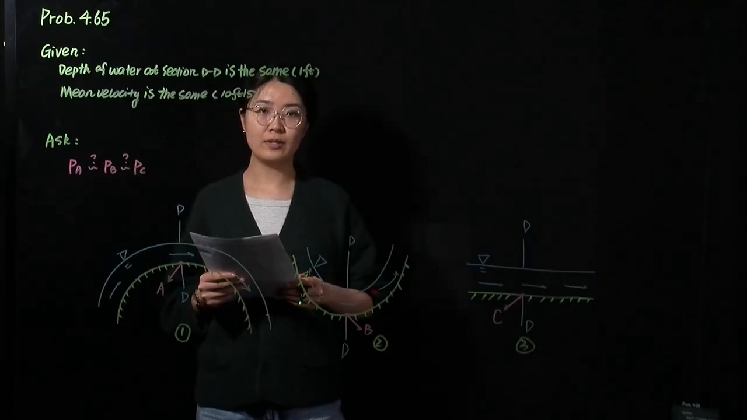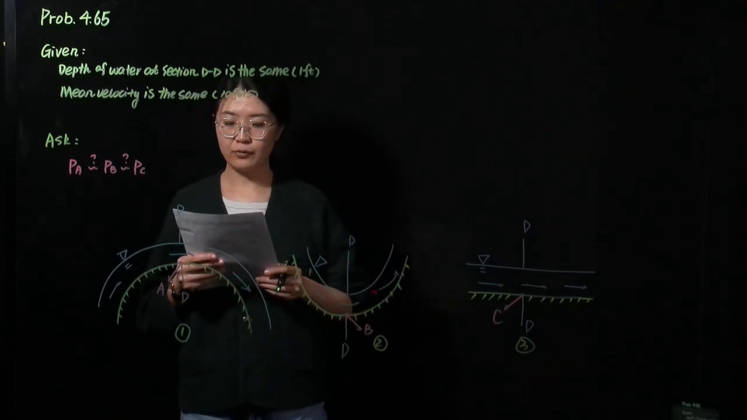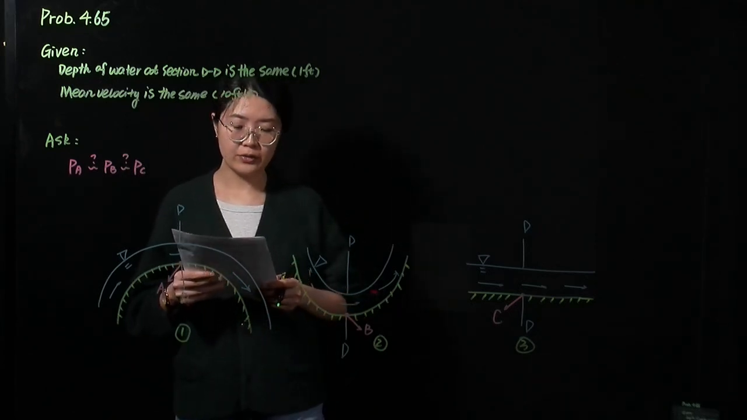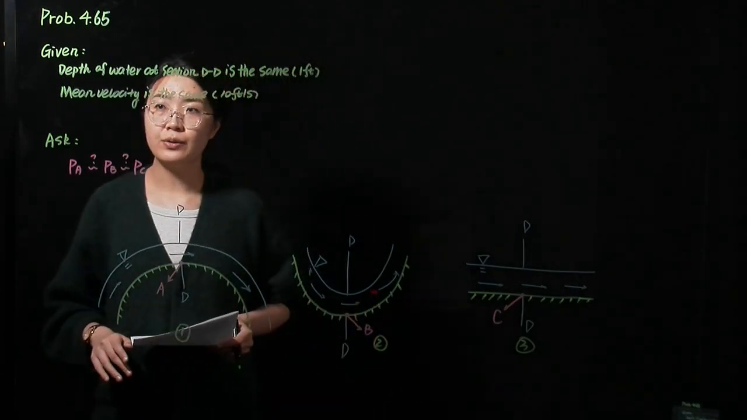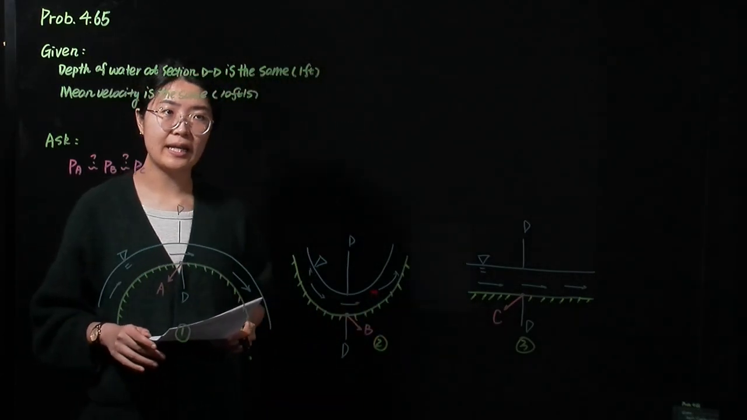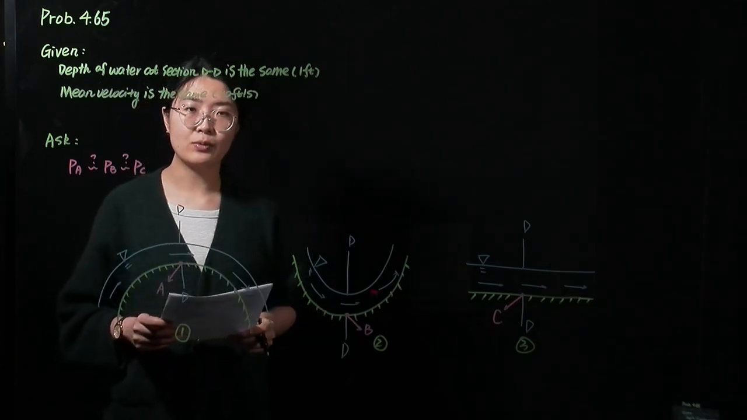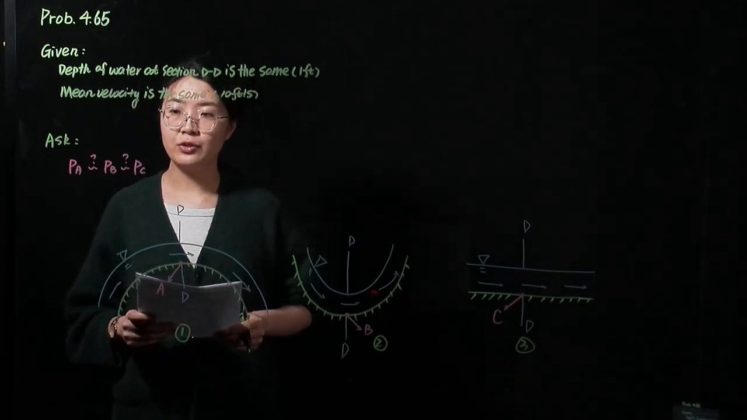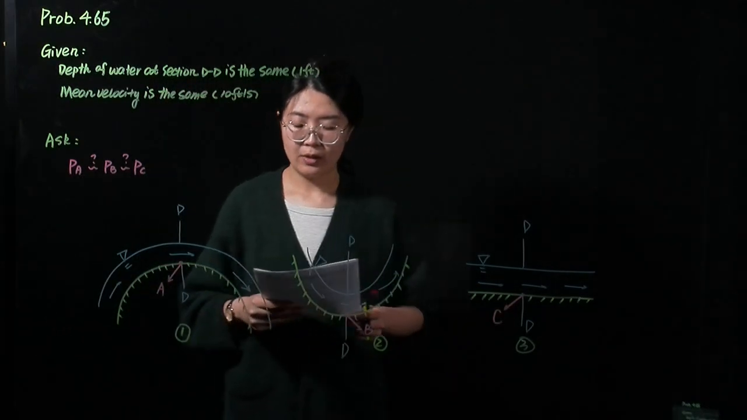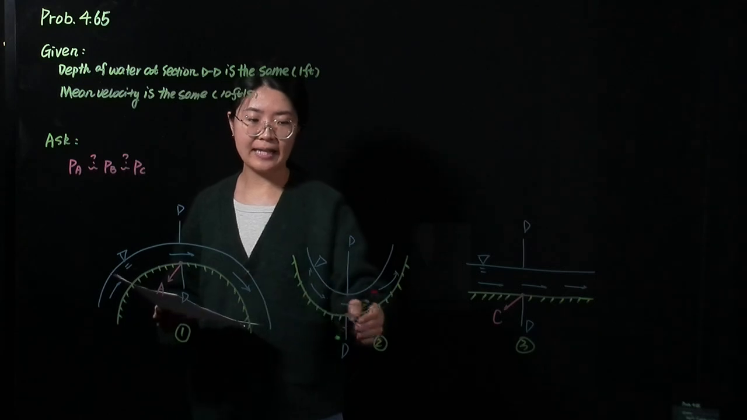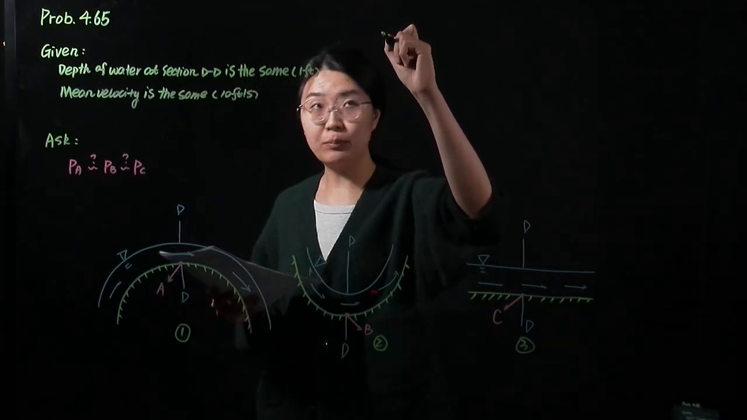Now let's move on to the second problem. In the second problem, we have the flow of water over a surface. We have three scenarios listed here. We also know the depth of water at section D is the same, and the mean velocity is the same as well. We want to compare the pressure at points A, B, and C. The first two scenarios have a curvature, so let's write down the pressure at point A and point B first.